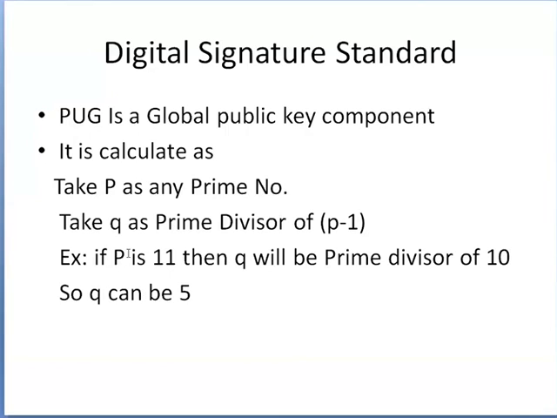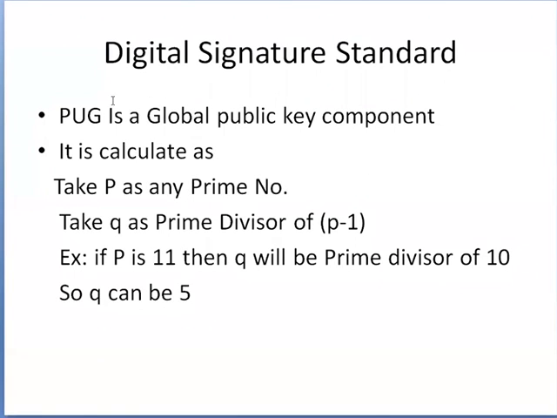So if P we are going to take as a prime number, we are going to take as 11, then Q will be a prime divisor of 10. So what is the prime divisor of 10? As we have seen in RSA, Q can be 5. Okay, so Q will be 5 and P will be 11. That is how it works.